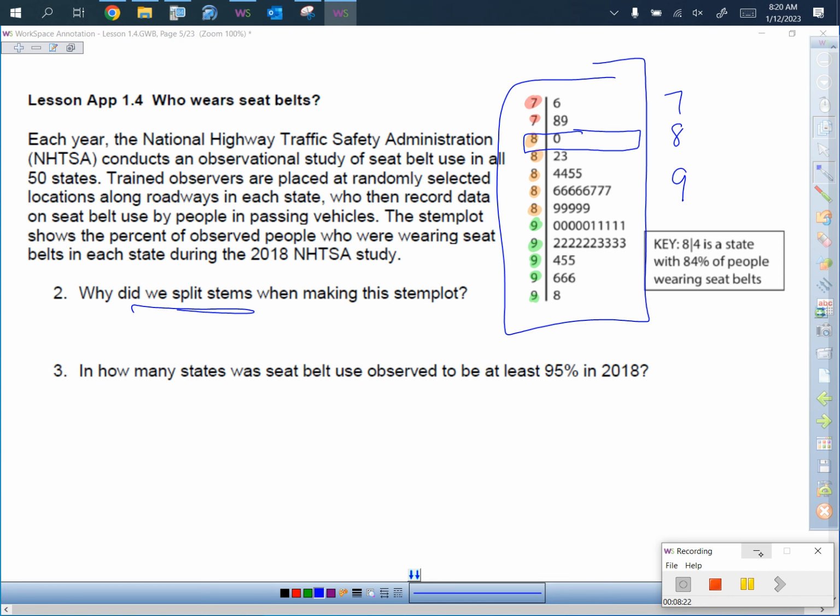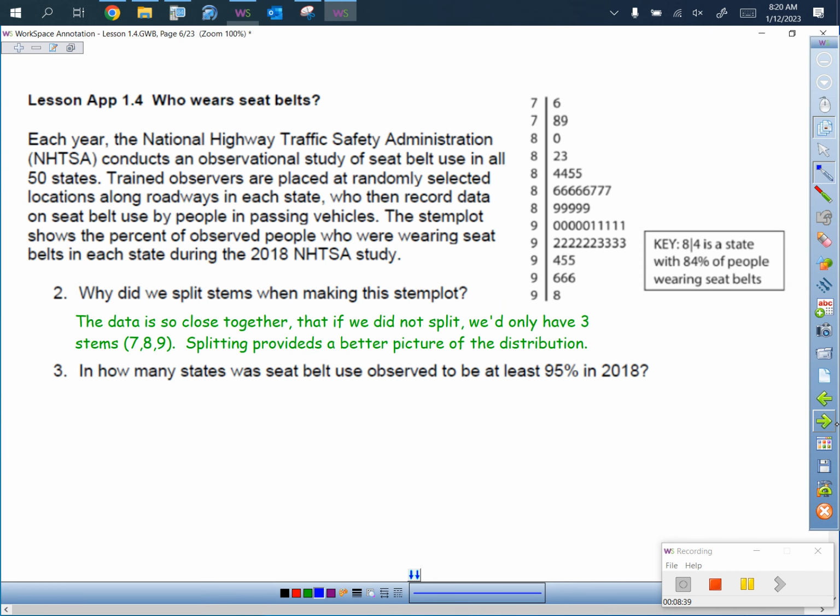So they split the stems to do this. You can just paraphrase this however you want. Because the data is so close together, let's just put that. The data is so close together. That's all you can put if you really want to. If you want to write all this down, you can. But when all of your data set is so close, in the 80s and 90s, it's probably a good idea to split the stems so we get a better picture of the distribution.